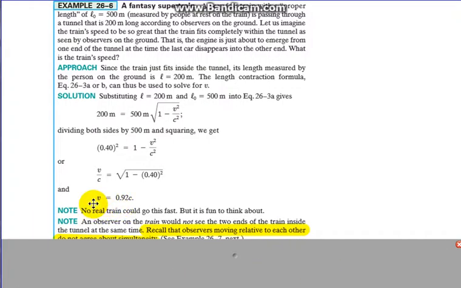Now, of course, there are a few notes here. No train can go this fast, but if we could go that fast, that would in fact happen.